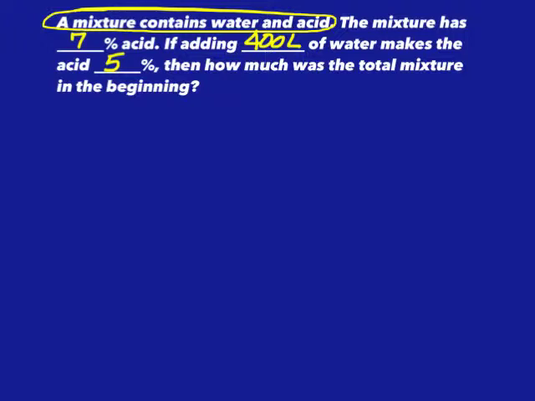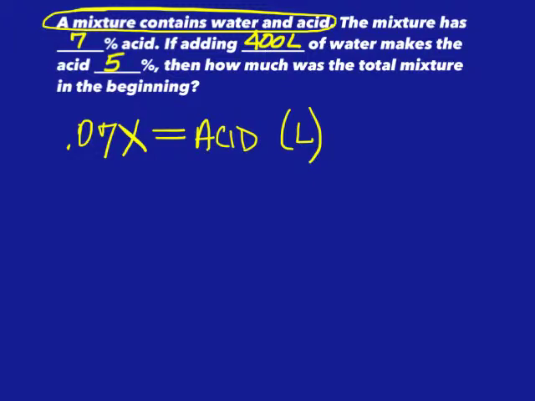But like with the other problems, we always multiplied the beginning amount by the percent of acid, in this case, 7%. So let x equal the total amount that you have at the beginning, and multiply it by 0.07, which is the percent of acid. And what this equals is the amount of acid you have in liters. We just can't do anything with it yet.